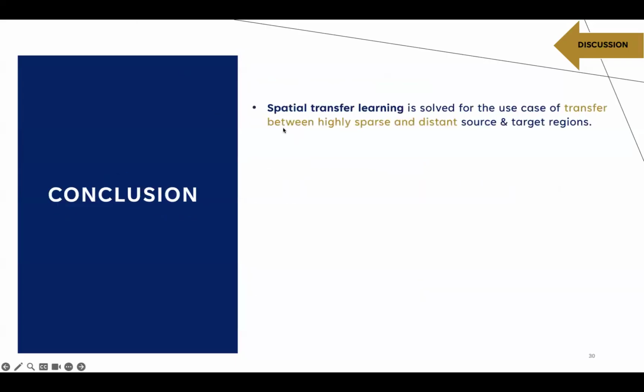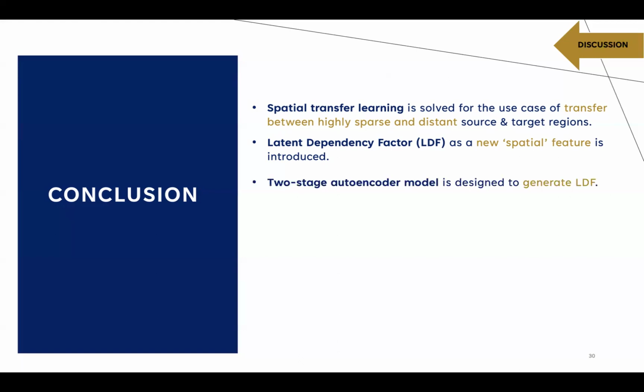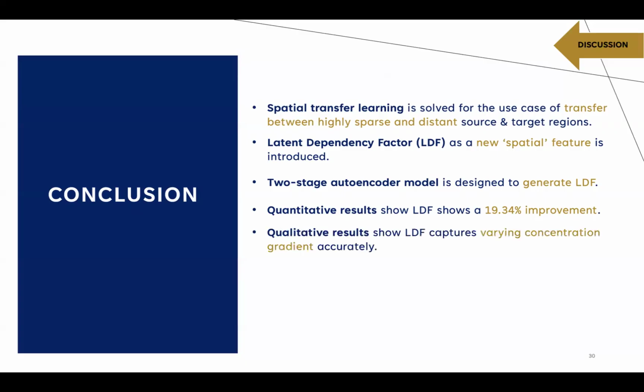So in this research, we did spatial transfer learning, which is a use case for transfer learning between highly sparse and distant source and target regions. We created a new feature called the latent dependency factor. We also designed a novel two-stage autoencoder model to generate it. Our quantitative results show that if we impute the LDF feature, it shows a 19.34% improvement over classical transfer learning. And our qualitative results show that the LDF feature was successful in capturing varying concentration gradients accurately.